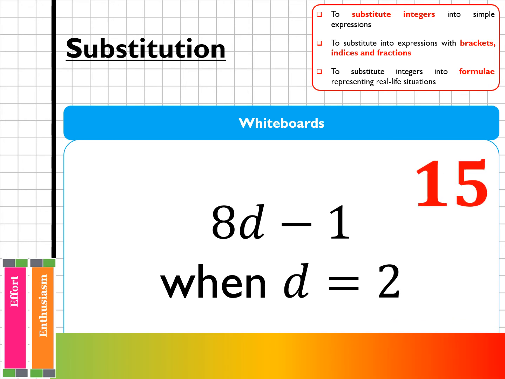This time I have two things to do. When I substitute in, I'd have 8 times 2, which is 16. 16 take away the 1, which gives me the 15 of the answer. Here's your next question.